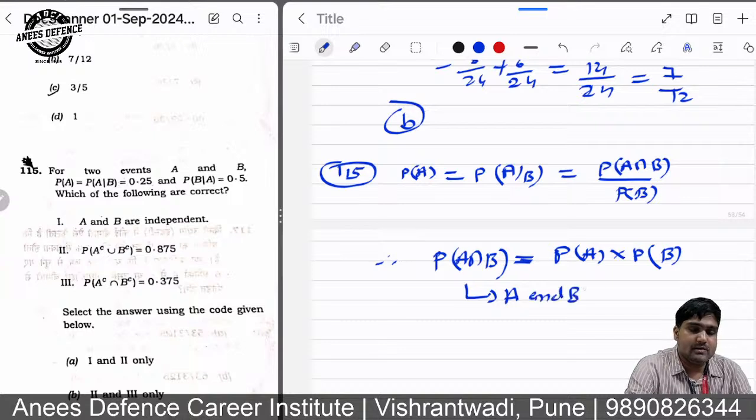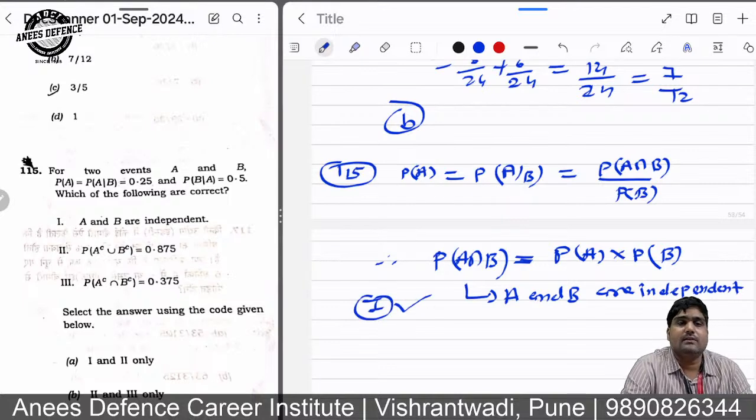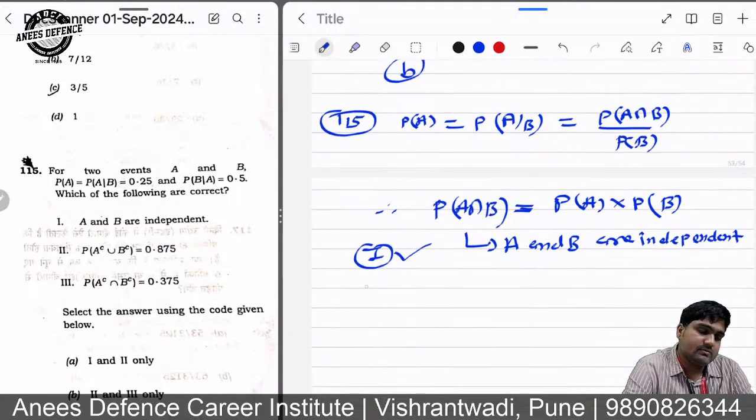So A and B are independent. Okay, so statement first is correct here. So now let's move to statement 2.